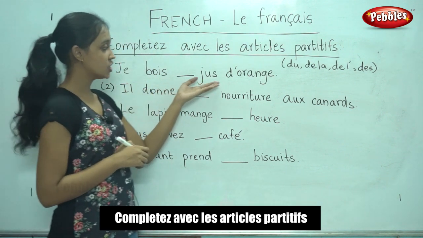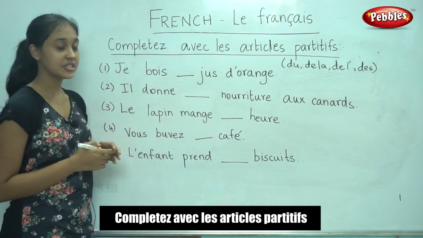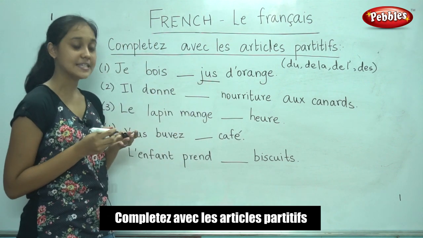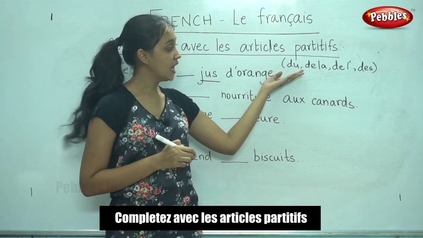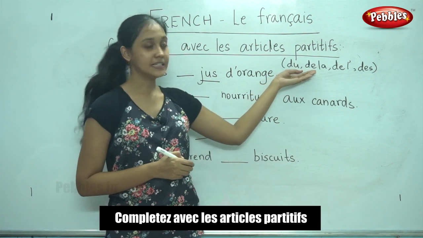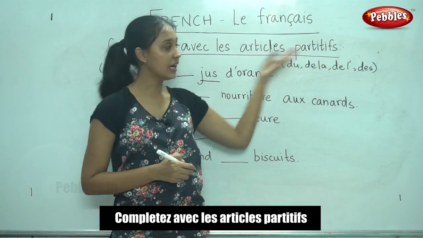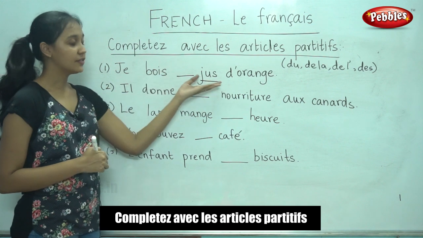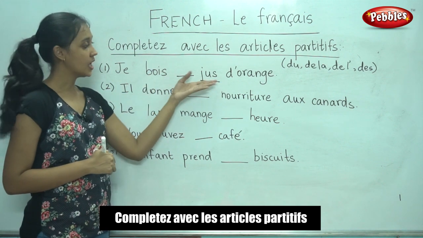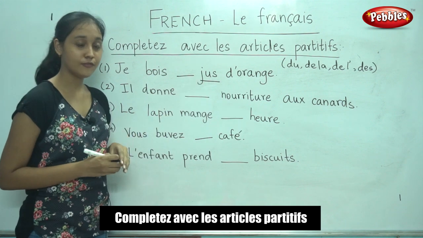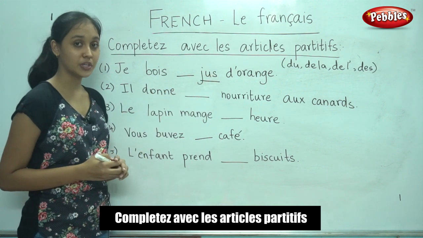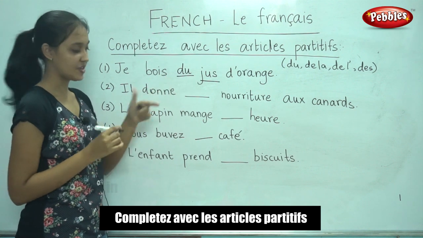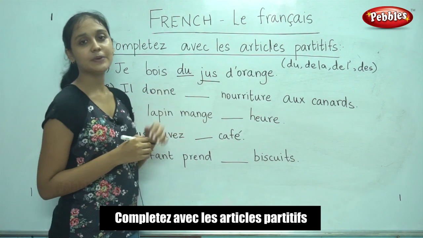Je bois dash jus d'orange. So what we have to do here is look at the noun that is after the blank. If the noun is masculine singular, we would write du. If it is feminine singular, we would write de la or de l', and if it is in the plural form, we would write des. So in the first sentence, our noun is jus. Now this is in the masculine form. So which of those four words would we write here? It is du. Okay, so it is very simple. This is just to refresh your memory of the partitive articles.